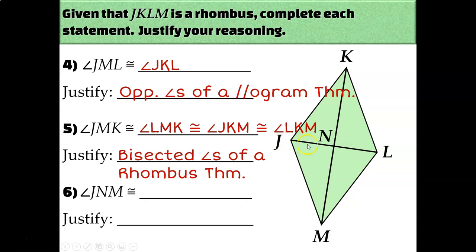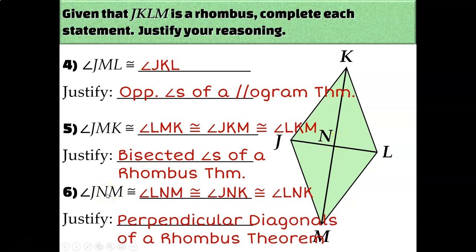And what about angle JNM? JNM is one of the angles created by the intersection of the diagonals, and we know that the diagonals of a rhombus are perpendicular. So that would mean that actually all 4 of these angles are right angles, so all 4 of those angles are congruent to each other, because of the perpendicular diagonals of a rhombus theorem.